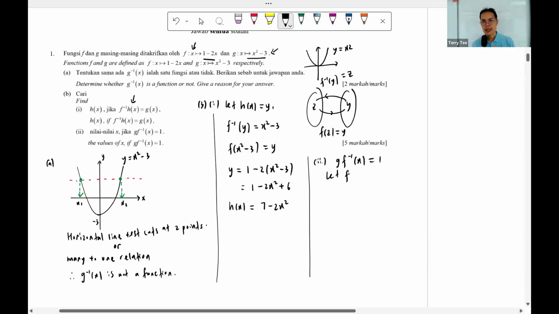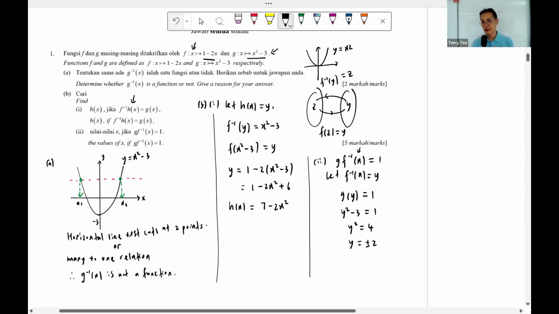I'm going to let f inverse x become y. So when I switch it and substitute inside, you can write this as g(y) equals 1. I'm replacing this with y. Now, we know g(x) is x squared minus 3, so we can write g(y) as y squared minus 3. The result is 1. Y squared is therefore 4, y is plus or minus 2.